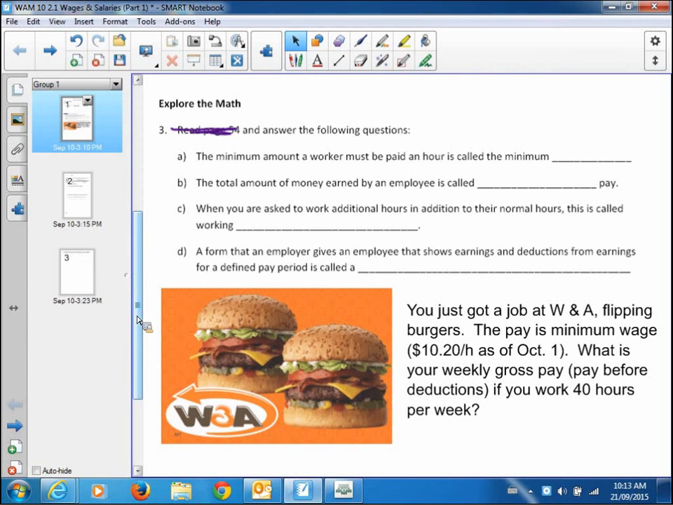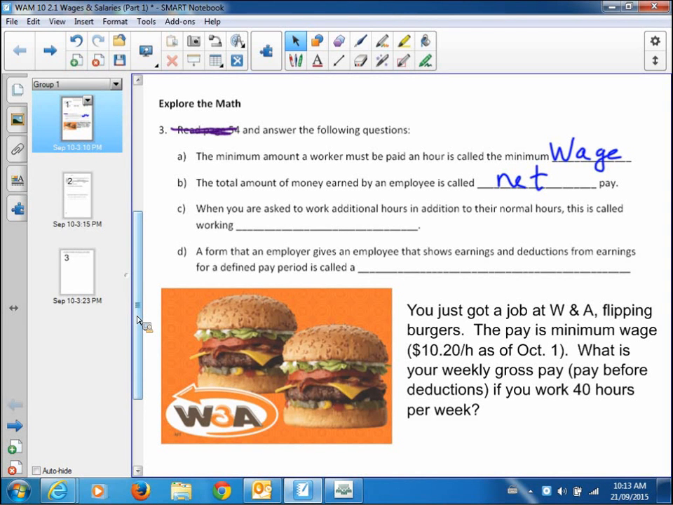Answer the following questions. The minimum amount a worker must be paid an hour is called the minimum what? Keenan? Minimum wage. Good. We know what we're talking about. There's no need to look that stuff up. The total money earned by an employee is called the what pay? That's called the net pay. So in a problem, that's before taxes and deductions. When you get a pay stub, you'll see your net pay, and then what you really get is less because they take off taxes, maybe some other things, employment insurance premiums and CPP, other stuff.